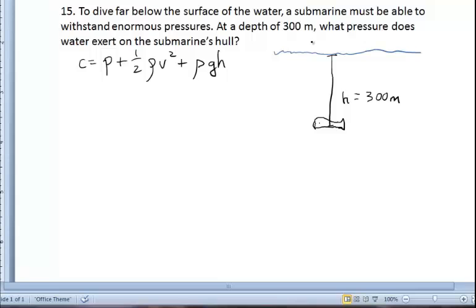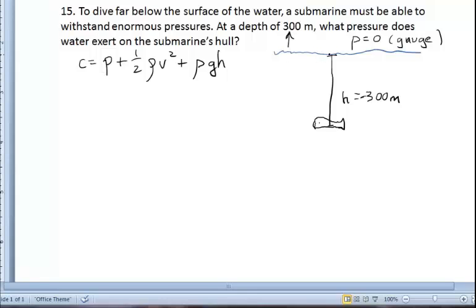Well, if we define things the way we normally do in the real world, up is positive and down is negative. So our height is actually minus 300 meters. And we're going to say that pressure is equal to 0 because we're just going to assume gauge again at the top of the water. And down here we don't really know what the pressure is. So let's see if we can figure that out.